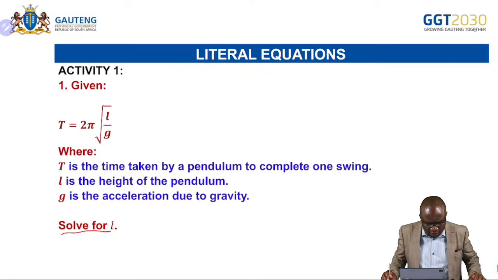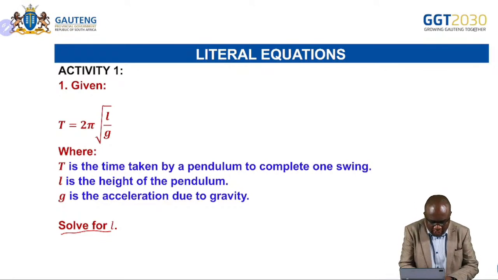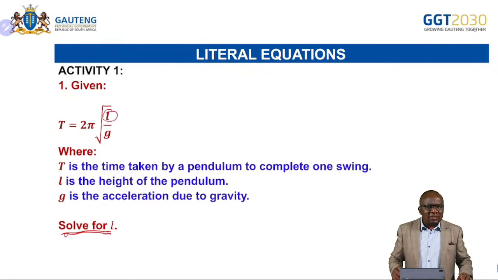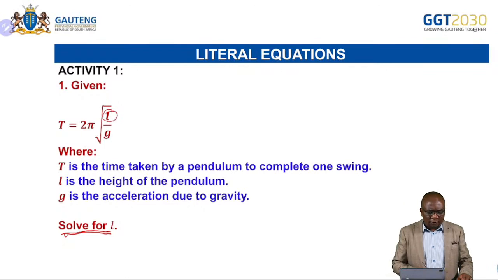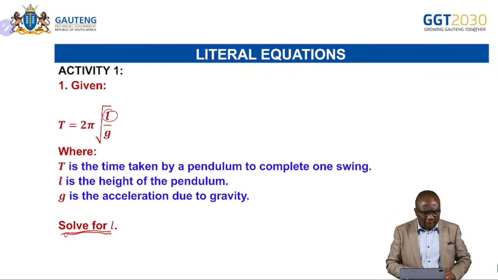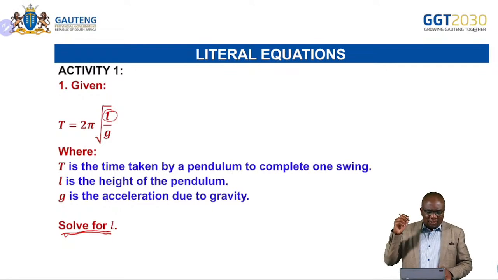Now, what did you do, grade 10s, with this equation? A literal equation. We want to solve for L, and L is here. How do we get to that L? What must we get rid of? We must get rid of the 2 pi. We must get rid of the square root sign. We must get rid of the g.